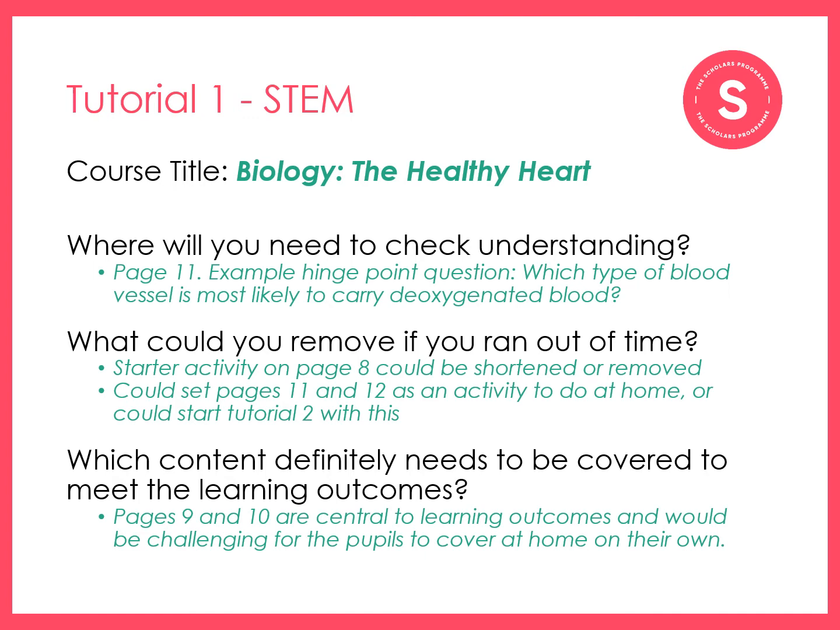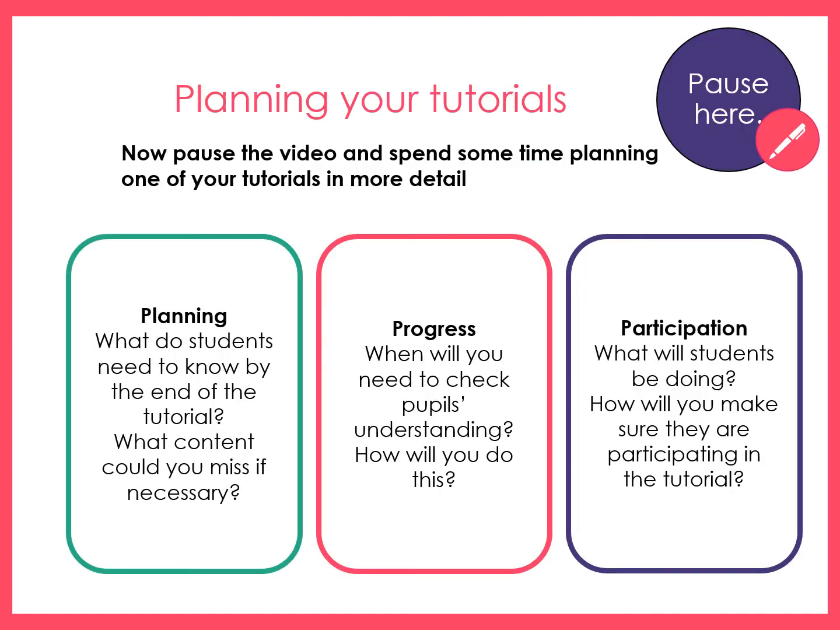As in the example before, they've identified what could be removed or shortened in the tutorial if pupils are struggling with this core concept. And they've also identified which content must be covered in order to meet the learning outcomes. In this case, pages 9 and 10 in this course handbook would be vital to cover with pupils because it would be difficult for them to cover on their own at home, and also are vital to obtaining the aims of the tutorial.